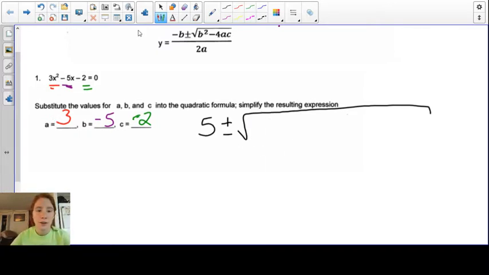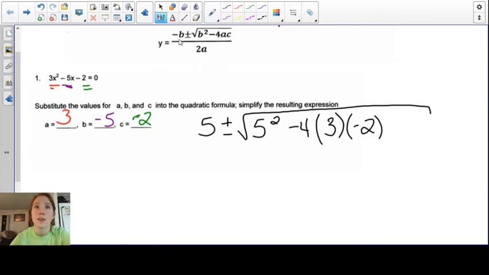Okay, so then I need to do my b squared. B was -5, so I have 5 squared. Minus, because that's what I see is next, 4. Yes, it will always be -4. Always. That's just how it works, trust me. Times a, and my a value was 3. Times c, which my c value was -2.